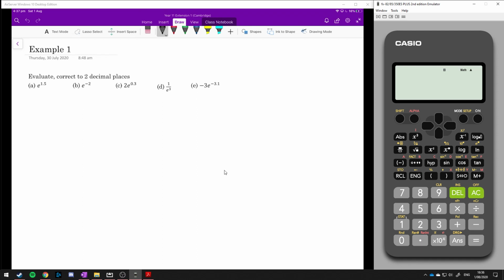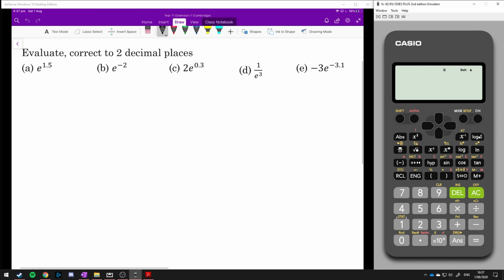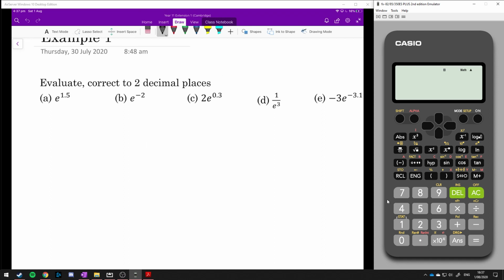In this one, we've just got some easy evaluation questions. We're going to evaluate correct to two decimal places, so we're just going to use our calculator for this. We're going to start off with e. If we press Shift, you can see that it's above the ln button, e to the power of 1.5. That gives us a equal to 4.48. Next, e to the power of -2. We're just going to replace the exponent with -2, and that's going to give us 0.14, to two decimal places.